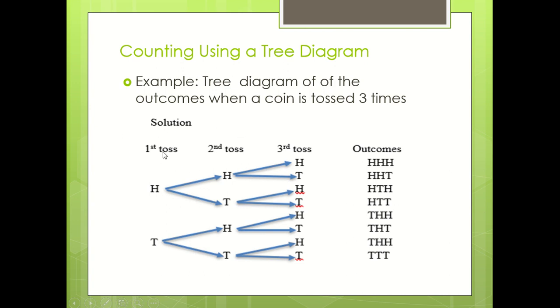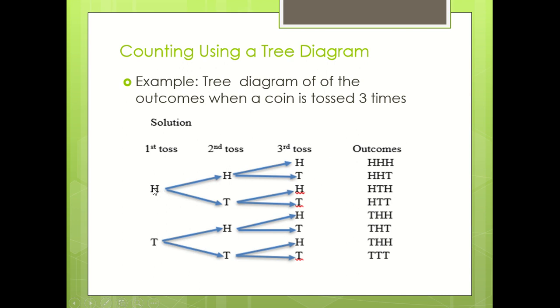For the first toss, you can have either a head or a tail. In the second toss, the same event will come up, either head or tail. And there is another toss with the same event. If you start with the H here, followed by an H here and another head here, the first outcome would be 3 heads, represented by H, H, H. Meaning head on the first toss, head on the second toss, and another head on the third toss.